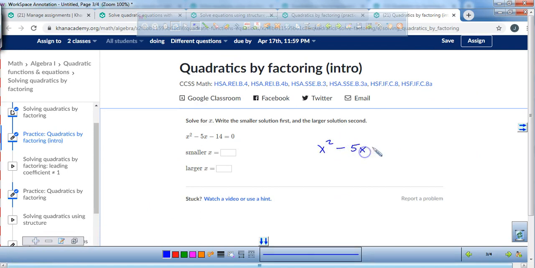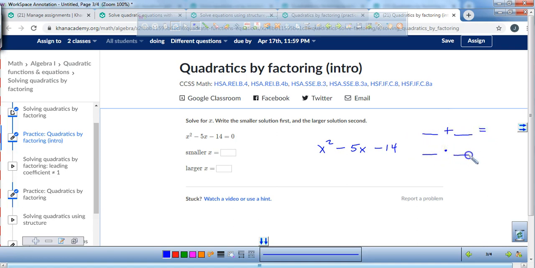x squared minus 5x minus 14. This one's a little bit different. Now we have a negative and another negative. Now whenever you have a negative and another negative, you know one of your answers is going to be positive and the other one is going to be negative.